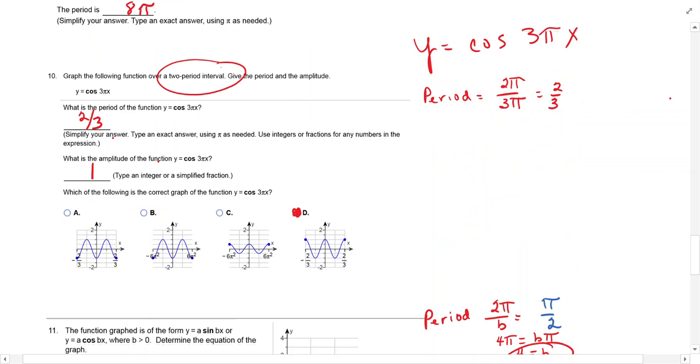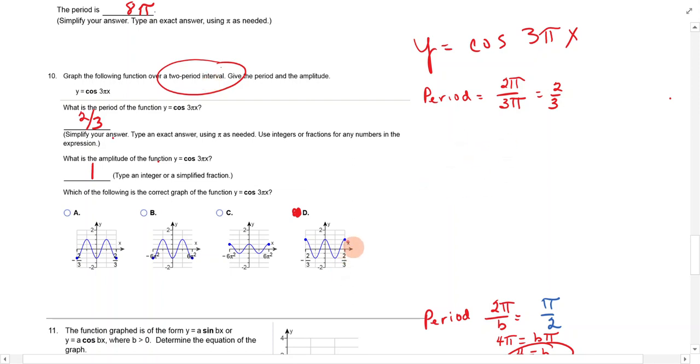So number 10 says graph the function over a 2-period interval. Give the period and the amplitude. So y equals cosine 3 pi x. The period is 2 pi over 3 pi, which is 2 over 3. So we know it's cosine, so we should be looking for a U shape. And because it's a 2-period interval, we are going to have 2 of those U's.